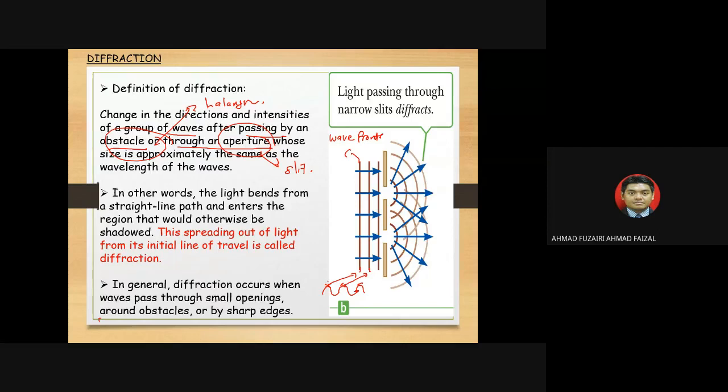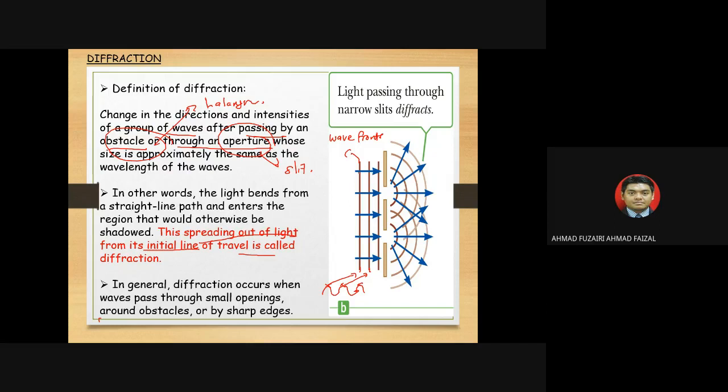So the wave travels in a straight line. However, when it encounters a slit, it will diffract. What is diffraction? It is the spreading out of light from its initial line of travel. Spreading of light. The light will be spread. Look at how it behaves.